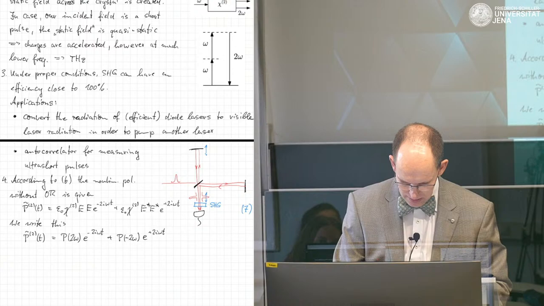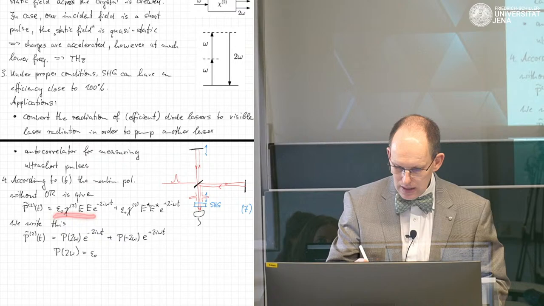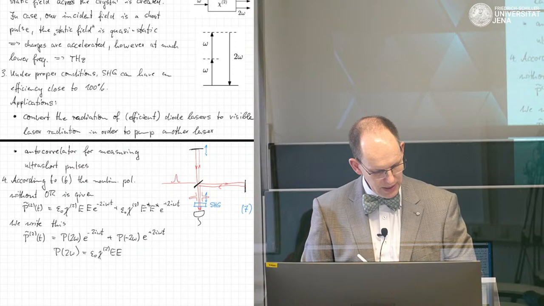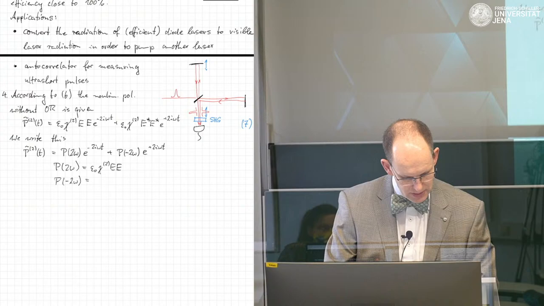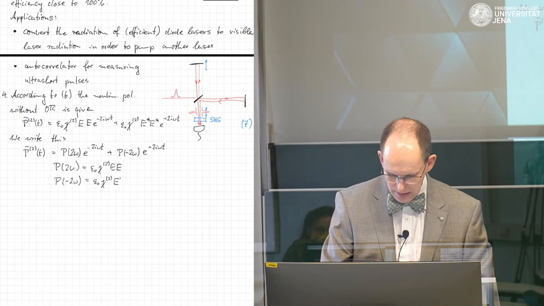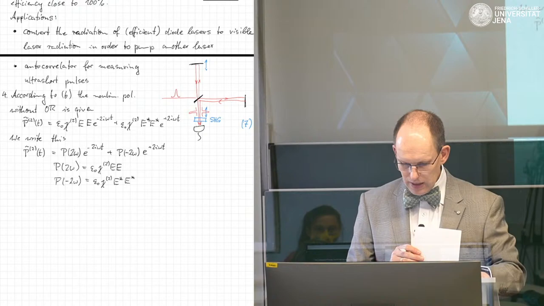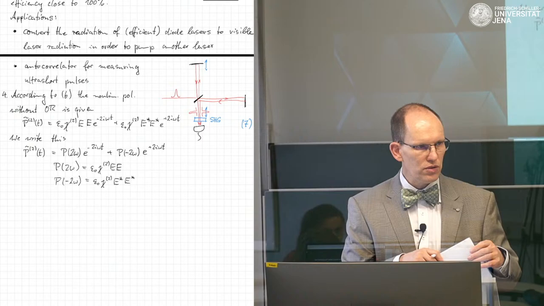Yeah? And it is of course clear that P of 2 omega is given by, well, we have it actually here, but I just write it down explicitly. We have epsilon 0 times chi 2 times the amplitude squared, and the negative part is of course given by the complex conjugate, so epsilon 0 times chi 2 times E star E star. So that's good enough for the time being for second harmonic generation. As I said, we'll come back to it when we establish the coupled wave equations for it and actually solve them.